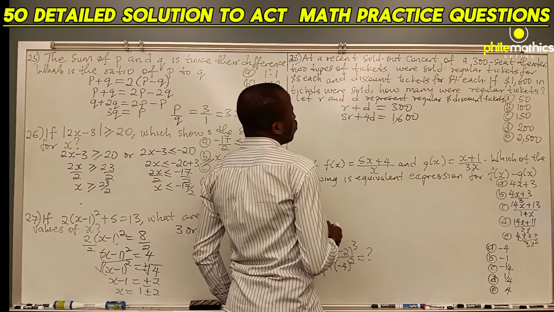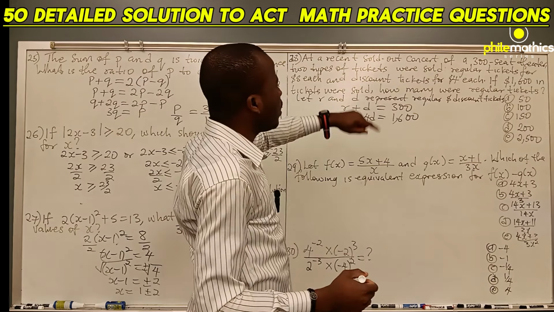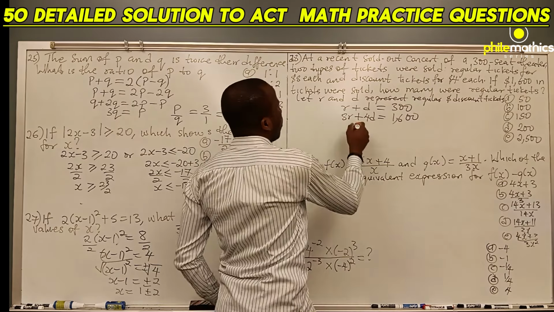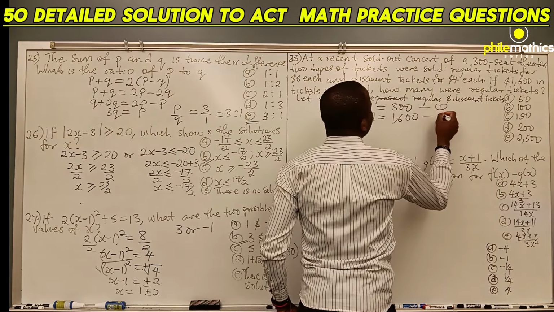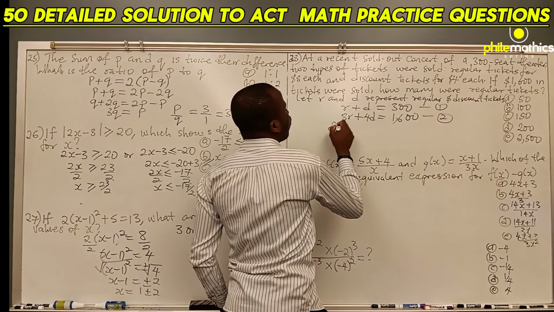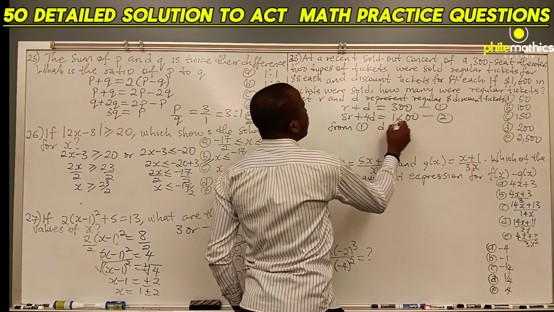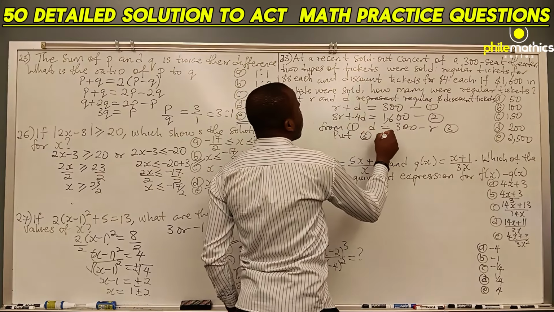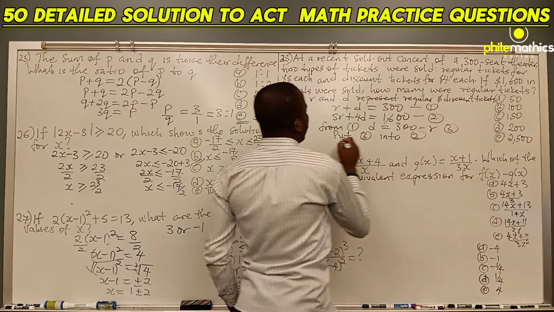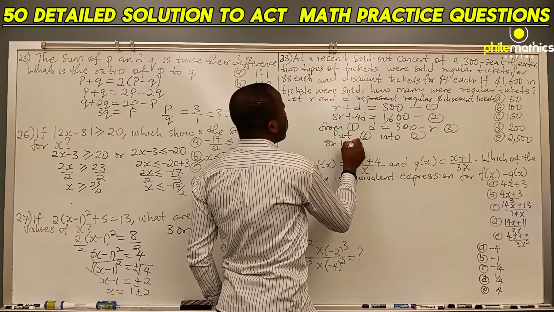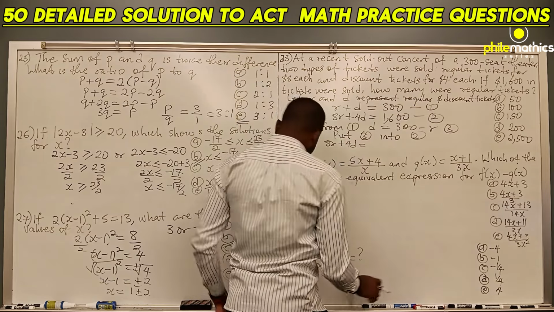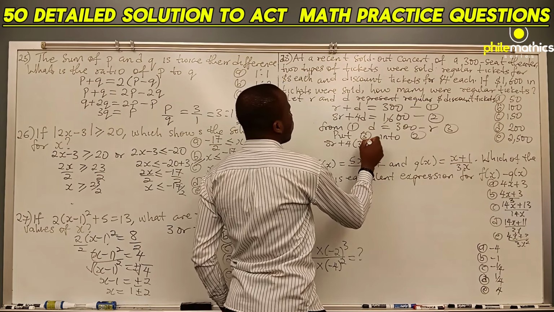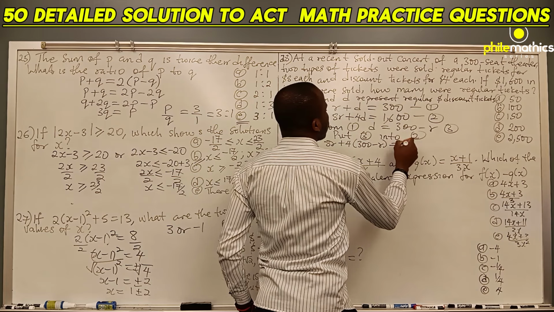So for us to find the number of regular tickets sold, we can make D the subject of the formula in equation 1. So that from 1, D is 300 minus R. Put 3 into 2, we'll have 8R plus 4D equals 1,600. In place of D, we'll put 300 minus R.